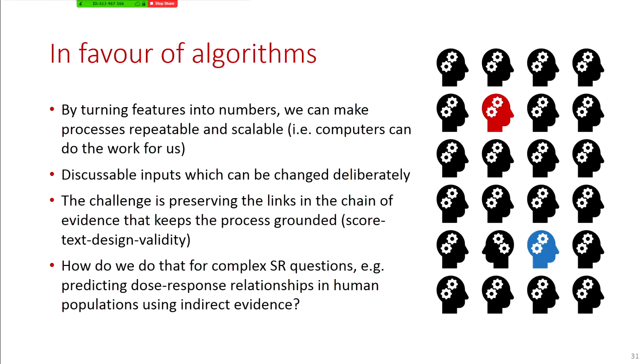Algorithms are great because they give you discussable inputs, sort of modular inputs, which can be changed deliberately, so you can test different bits of the system. If you don't like it, you can change it out for something else. We already do that with systematic review, in fact. It's just that we do that with people being in each of those places, and people take a long time to work, right?